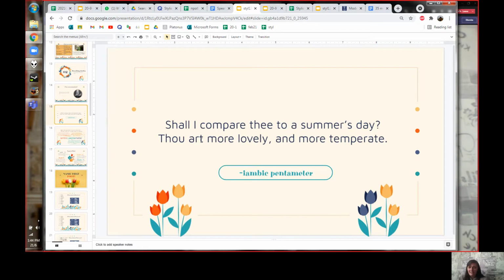An example of iambic pentameter is over here. Shall I compare thee to a summer's day? Thou art more lovely and more temperate. What's going on with this line?